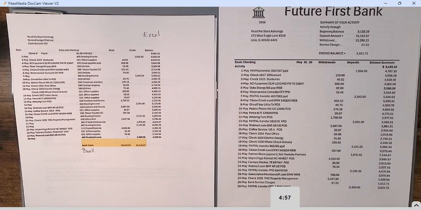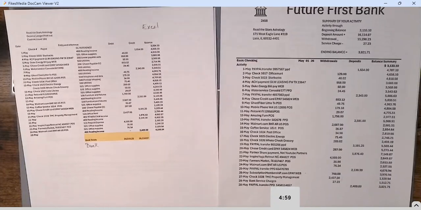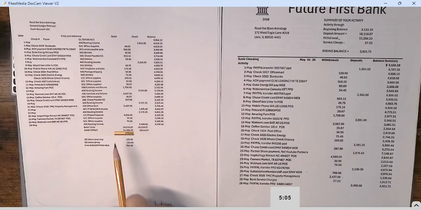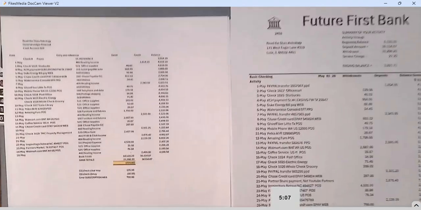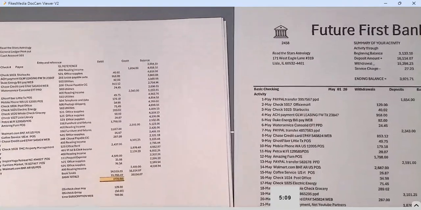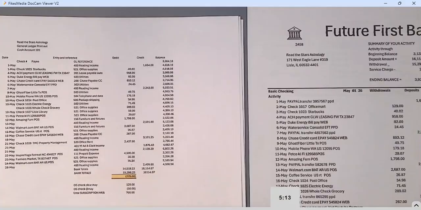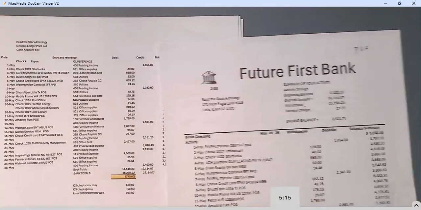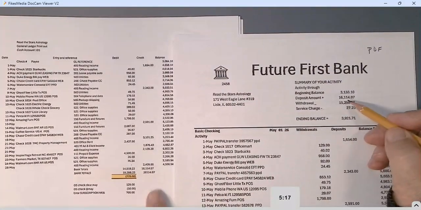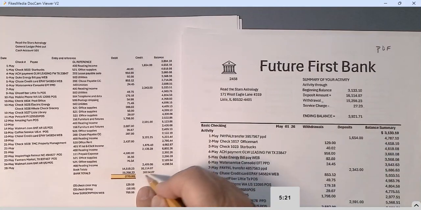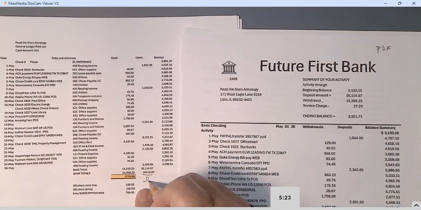And here's a solution for that. Okay, so if I take my book totals, I've taken my book totals and compared them to the bank totals. So my deposits were the same. There is no difference in the deposits.